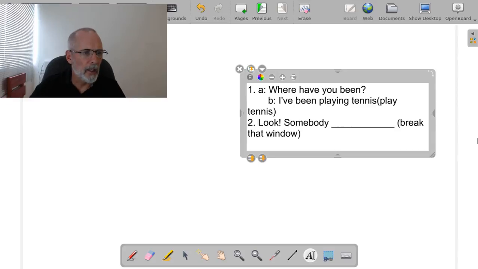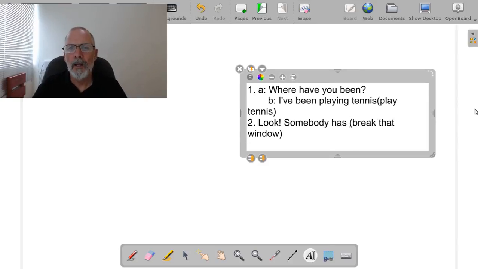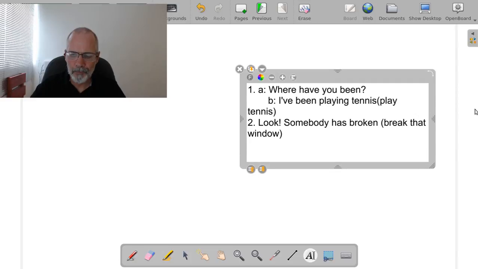Anybody got the answer? Has broken. Yeah, that is the correct answer, Javier. Has broken that window. Now here there are two possibilities, but this one is more likely. Why is this one more likely? Because the other alternative is to say, look, somebody is breaking that window.